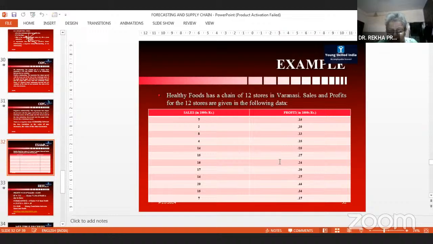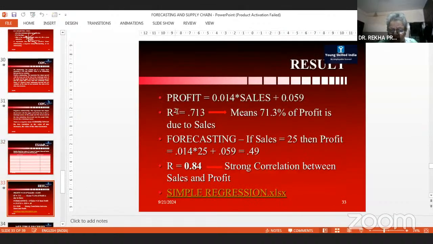So I have taken this to make a prediction. I have found out this equation. I've drawn the graph and I found out this equation. It will also give you R square. R square is the correlation between sales and profit. If it is positive, then if sales go up, profit will go up. R square will always be positive, isn't it? Square is always positive.